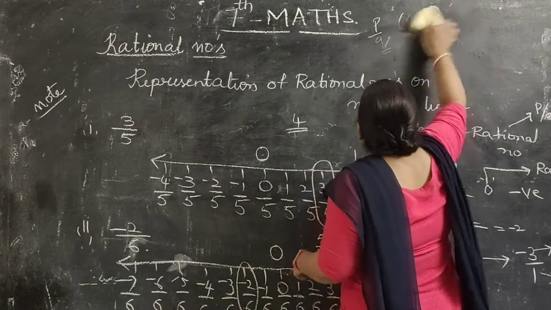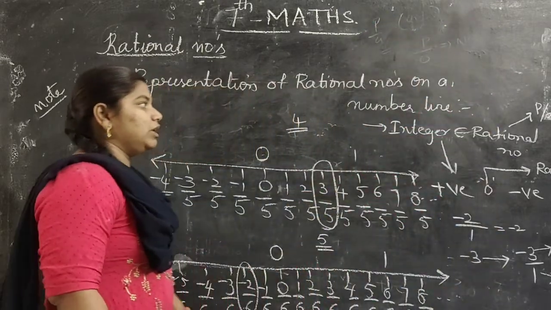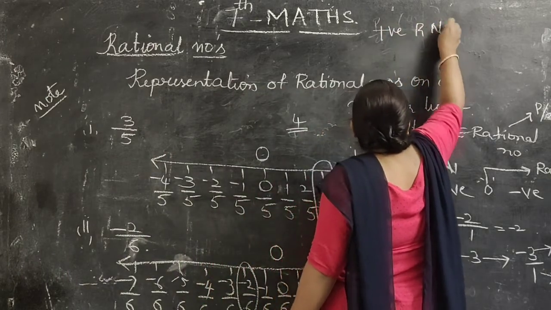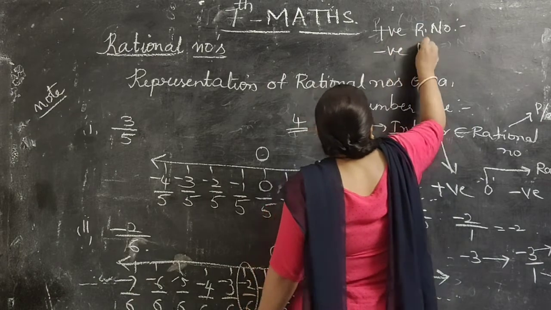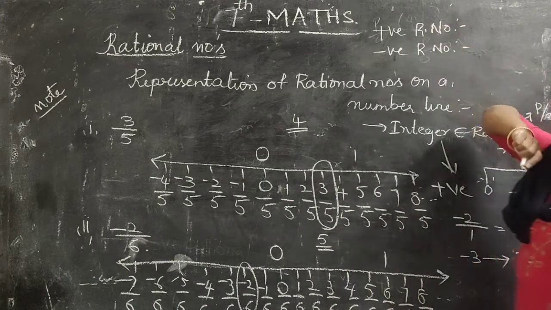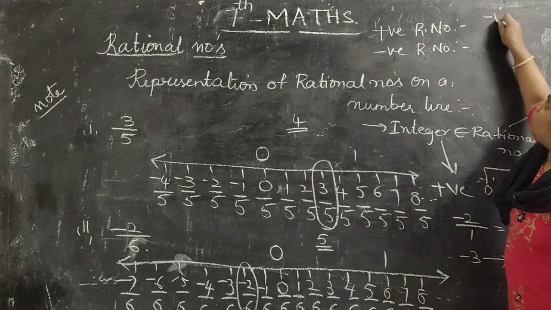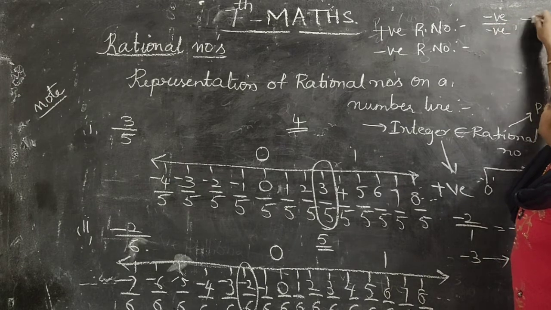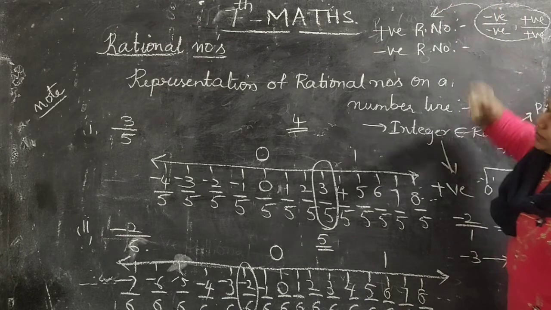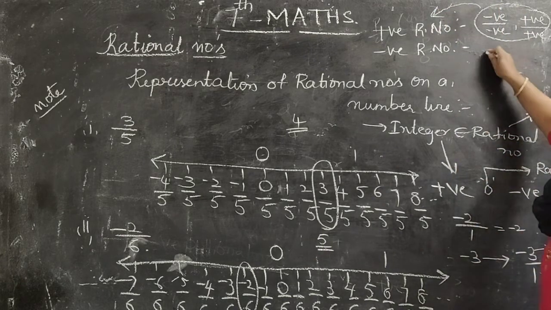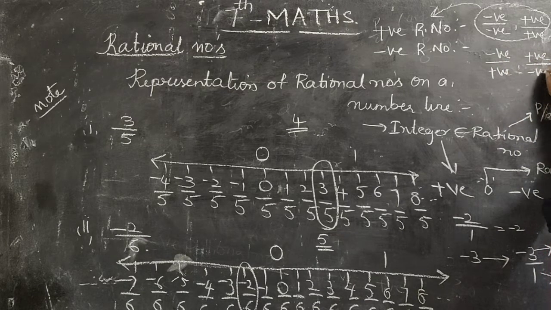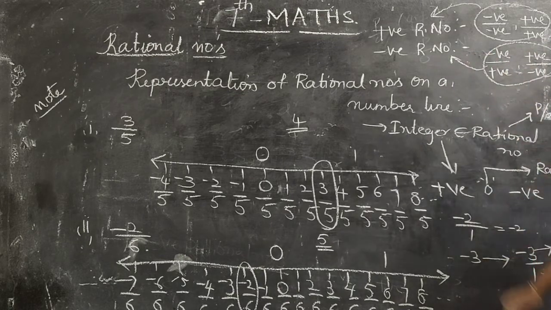So how many different types of rational numbers are there? Two different types: one is the positive rational number and the second one is the negative rational number. Which type of numbers will we call positive rational numbers? If the numerator and denominator have the same sign, we call those numbers positive rational numbers. Negative rational numbers mean the numerator and denominator have opposite signs. So that type of numbers we call negative rational numbers.